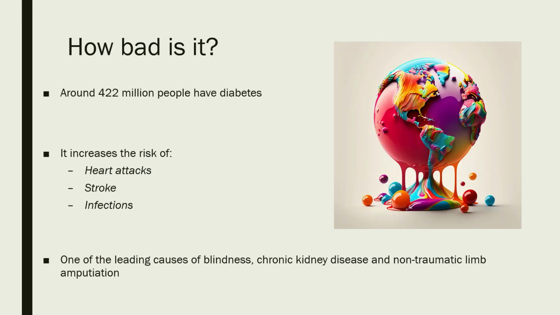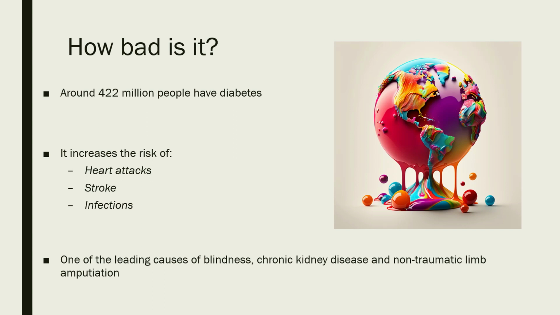So how bad is it? How bad is it right now? There are around 422 million people with diabetes in the world, and it's a disease that is becoming a pandemic, if it's not already a pandemic, because most of the developed countries and the developing countries have a very high and very rapidly rising rate of diabetes in their population, along with other conditions that lead the population to have diabetes, like being overweight or obese.